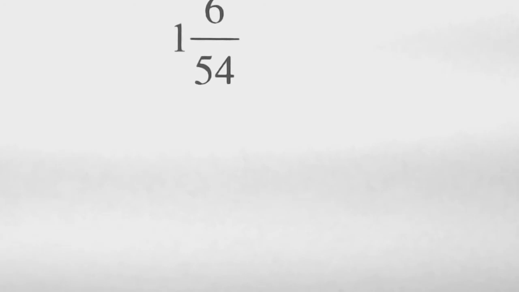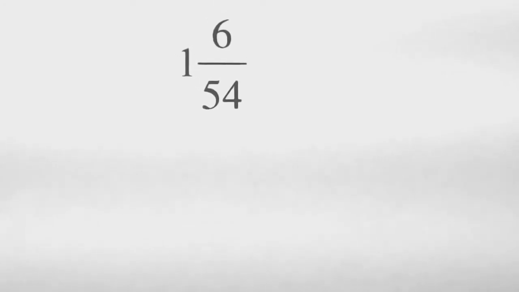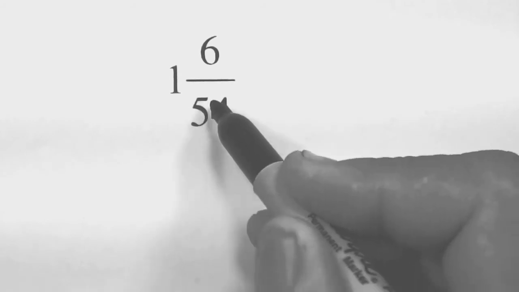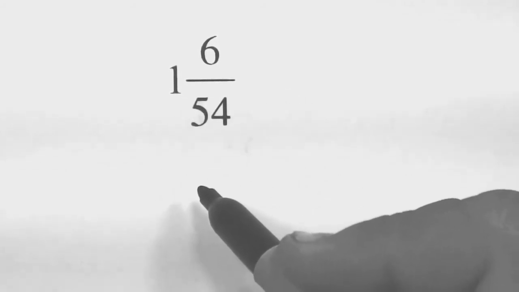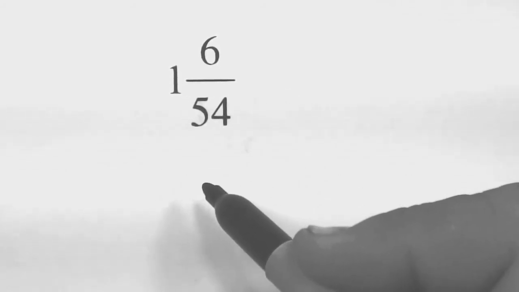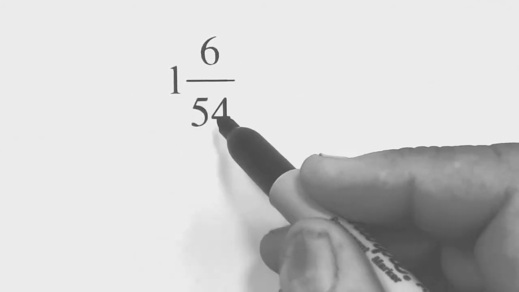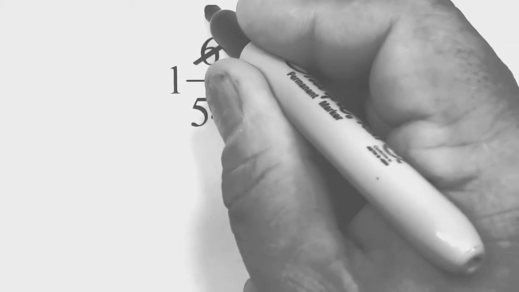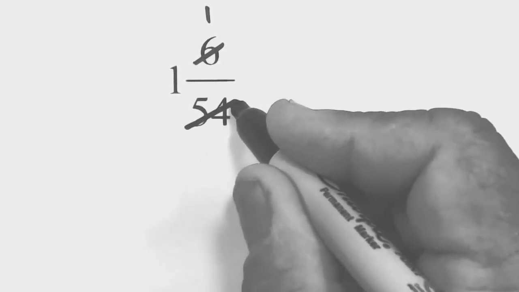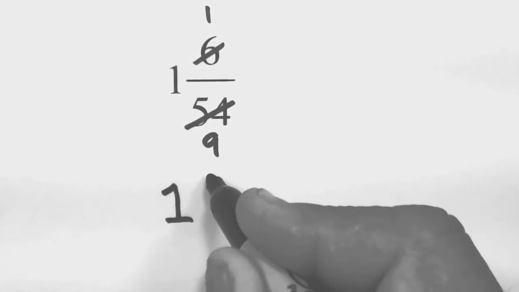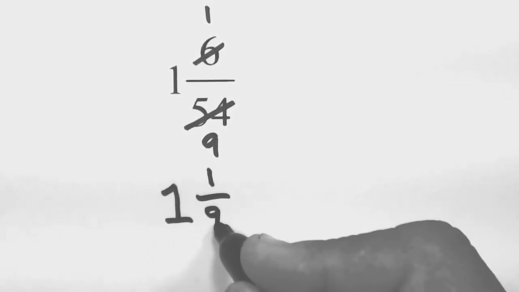Here's the first one. We have this thing as a mixed number, and we want to convert it to an improper fraction. Now, the first thing you want to watch for here is if you can do any reducing of the fraction part, because that will make the numbers smaller and the rest of your work easier to do. We can here. 6 goes into both of these. 6 goes into 6 once. 6 goes into 54 9 times. So what we really have here is 1 1/9.